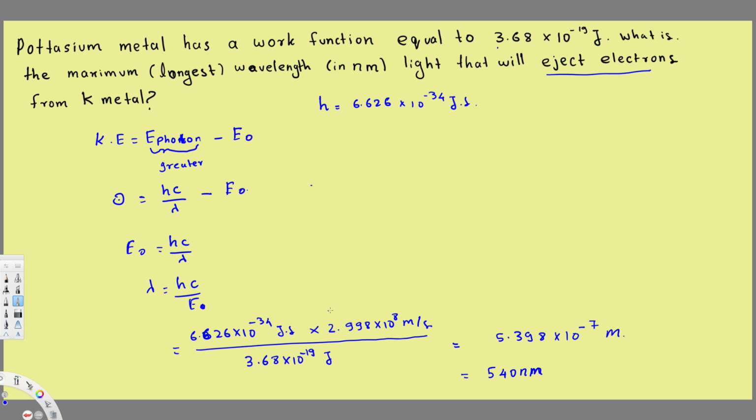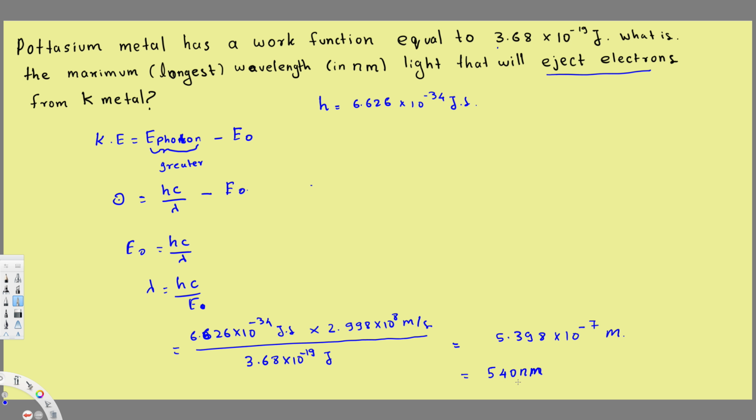Which means if the lambda value is greater than this one, the photon energy will become smaller than E naught, and in that situation this light will not eject electrons. So this should be greater than E naught. To be greater than E naught, this lambda value should be 540. The longest should be 540.